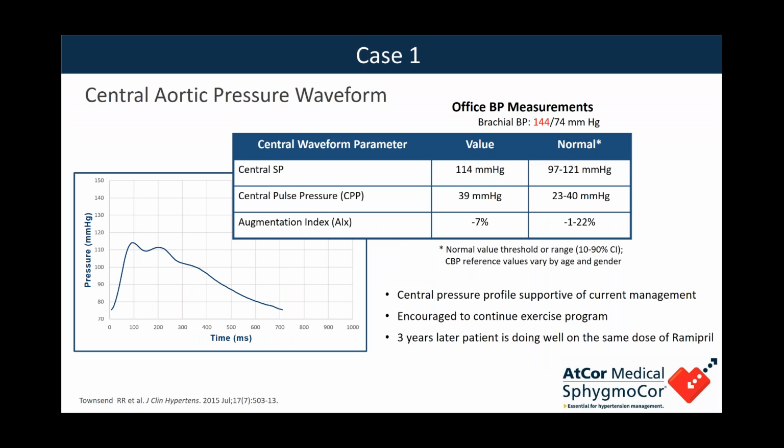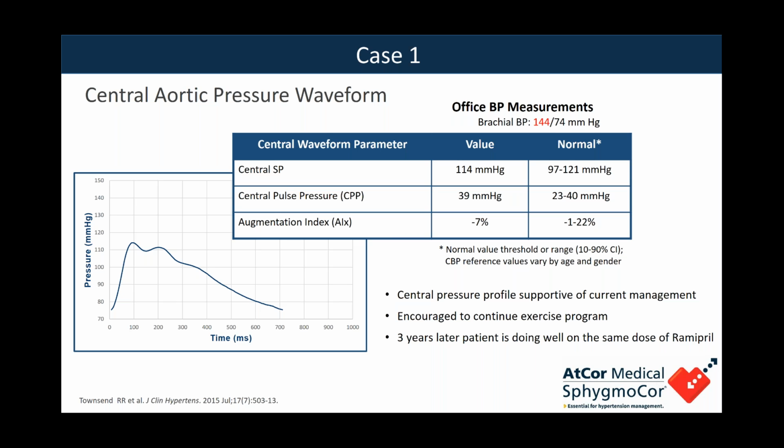So what we see here is his central aortic blood pressure waveform, and we see a central blood pressure of 114, and we see the normal range by convention of approximately 97 to 121. We see a central pulse pressure of 39 with a desired range of between 23 and 40. And we see an augmentation index of -7%, which is in the ideal range.